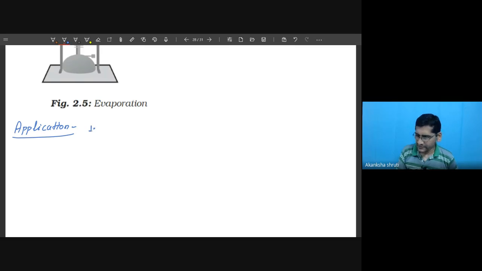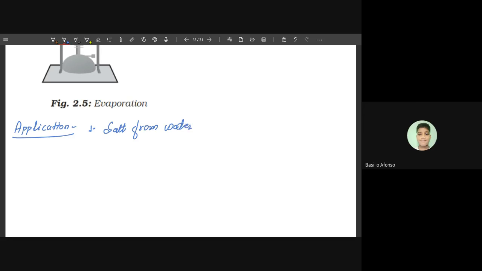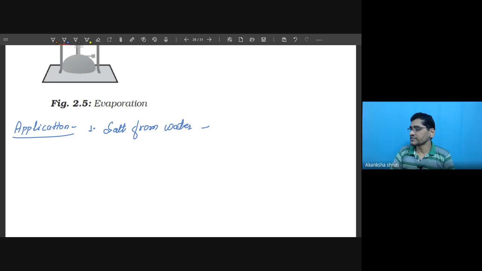Very first is collecting salt from water. The salt we get from the ocean is mostly made by this method. We use this method for salt formation, but crystallization is also used for it, and crystallization gives even better quality of salt. We will see later. Crystallization is also used as a purification method.